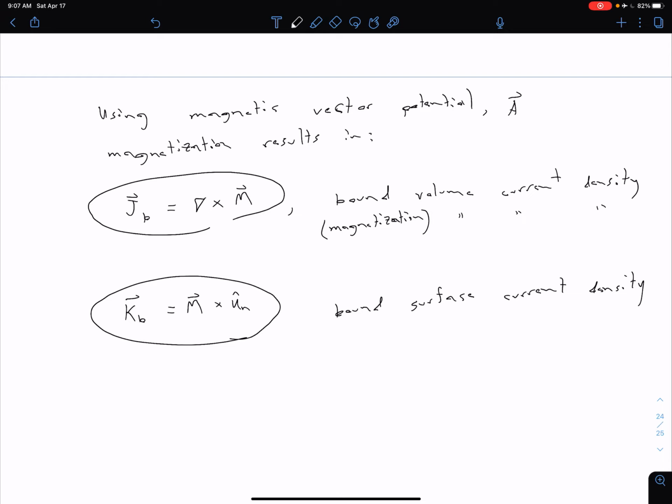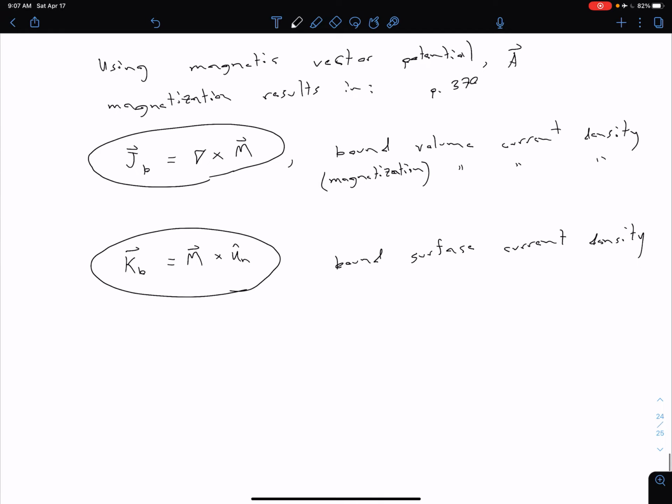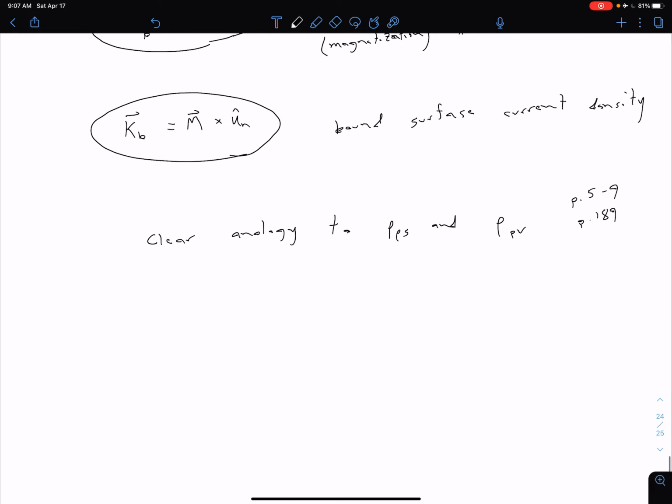For more details on how we can get those from A, you can look on page 370 in the textbook. But again, it's not going to be too important. Really, we're not even going to get into using these equations too much, but I at least wanted you to see them to be familiar with them. As I mentioned, there's of course a clear analogy to our bound surface charge density, rho sub PS, and our bound volume charge density, rho sub PV, that we looked at previously. You can see that on page 189 in the textbook. And of course that was for polarization.